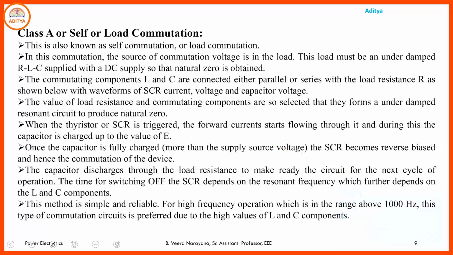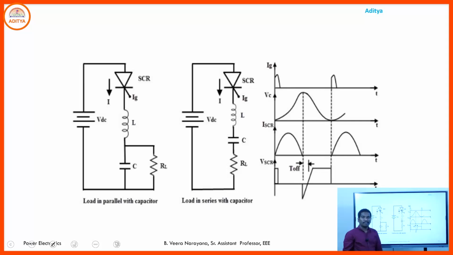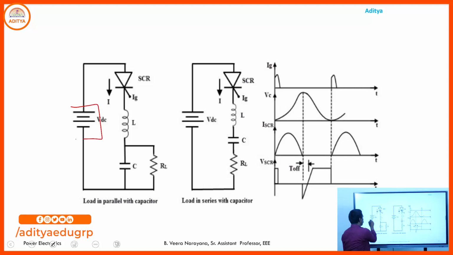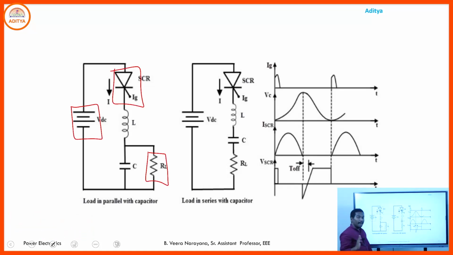Coming to the first one, class A or self or load commutation. Here, this is the circuit representation of class A commutation. In this, the source, SCR and the load form the main circuit. Source, SCR and the resistive load. Here the commutating elements are the inductor and the capacitor.